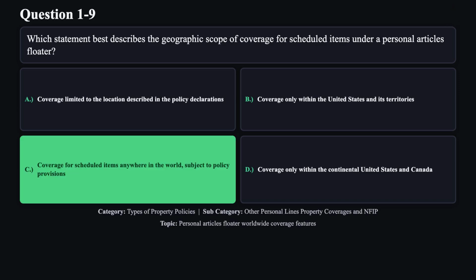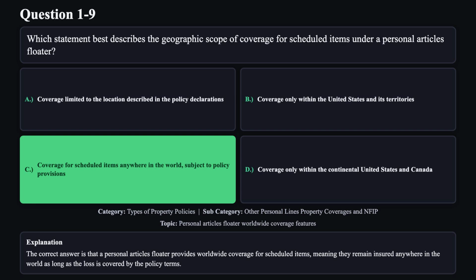The correct answer is C. A personal articles floater provides worldwide coverage for scheduled items, meaning they remain insured anywhere in the world as long as the loss is covered by the policy terms.